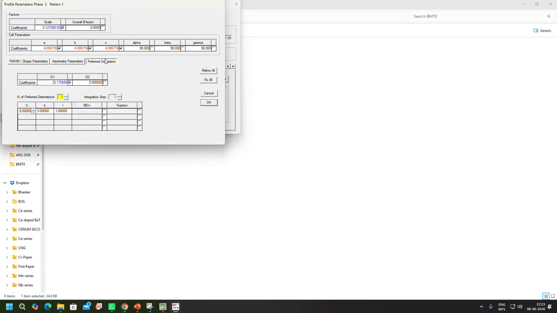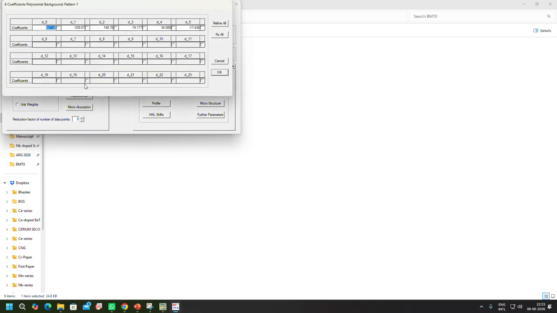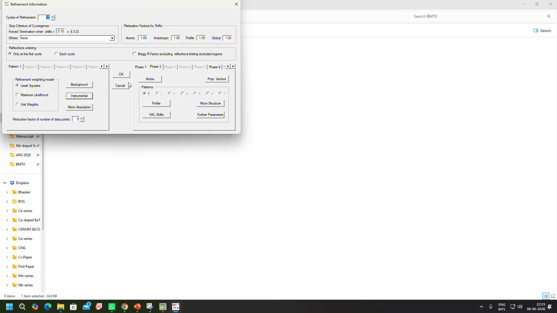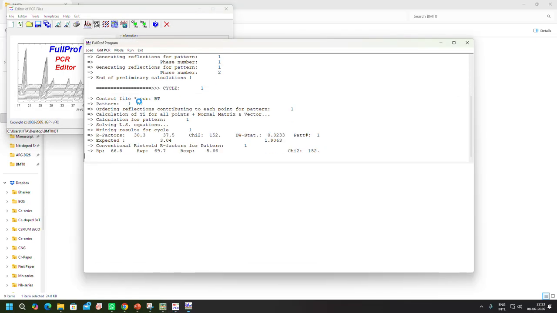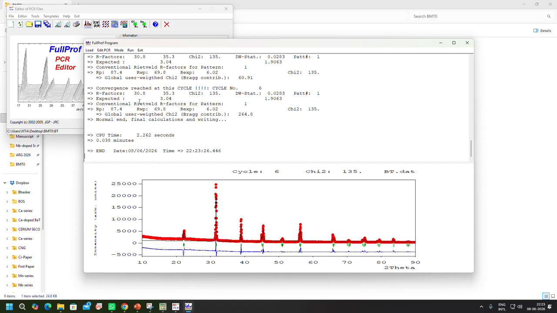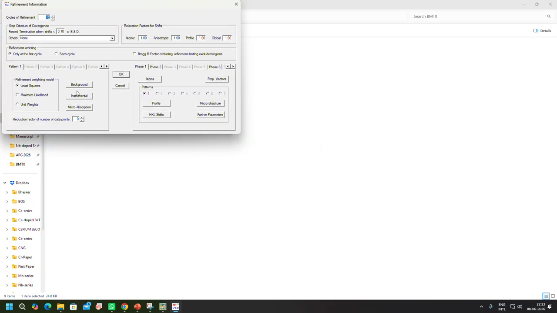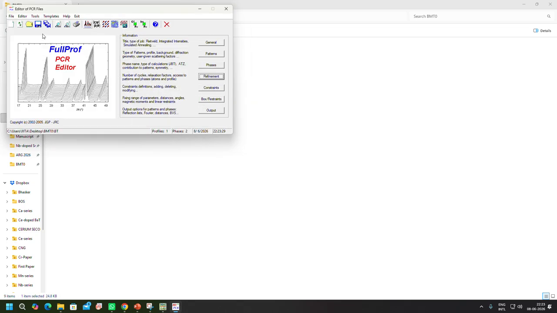So after doing this refinement, now again you refine your profile parameters one by one, but this time you choose all the parameters continuously one by one, not individually. Okay, so try to refine in this way. Now you choose all the parameters one by one.